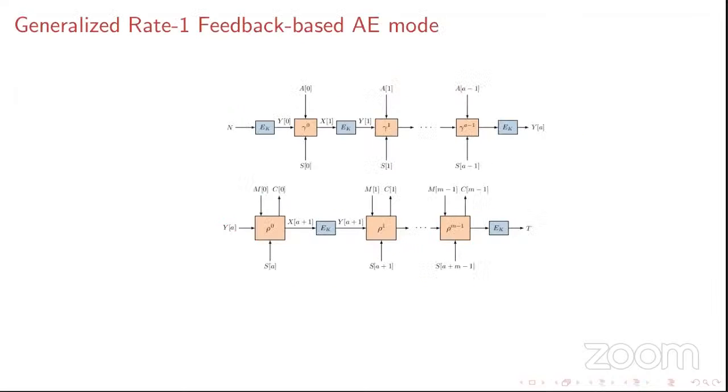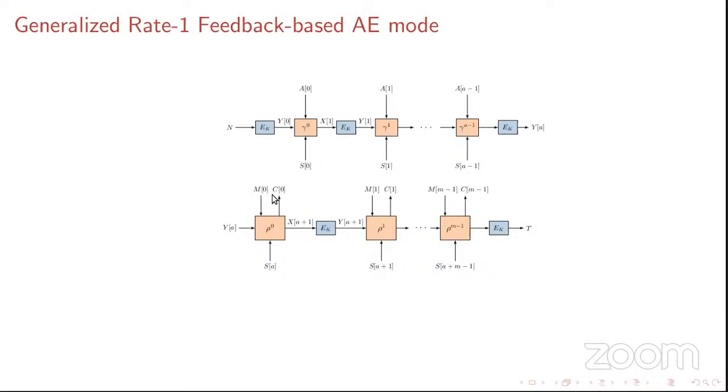So in this work, we look into a generalized rate 1 feedback-based AE mode, which is shown here. What we do is we encrypt the nonce N first to generate an initial value y0, and from here onwards we take the input data, for example the associated data, the current output, say this y value y0, and some auxiliary masking state S to generate the next input x. These gamma and rho functions are called the feedback functions.